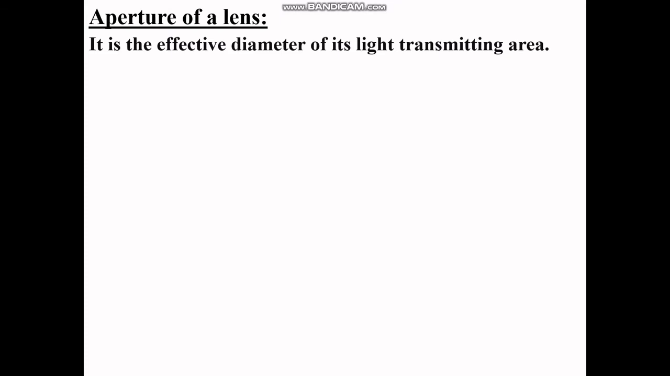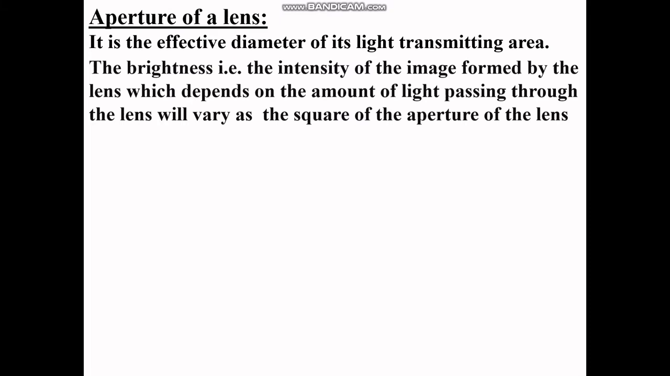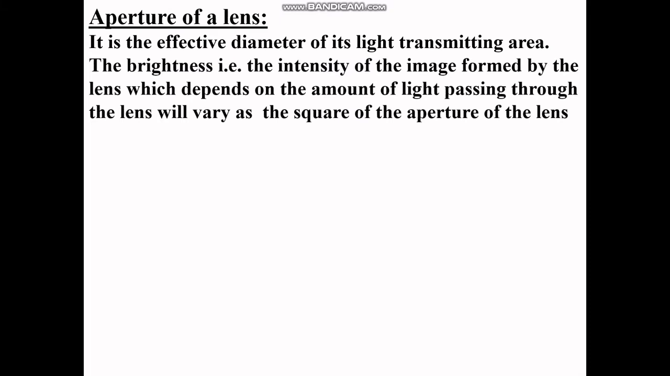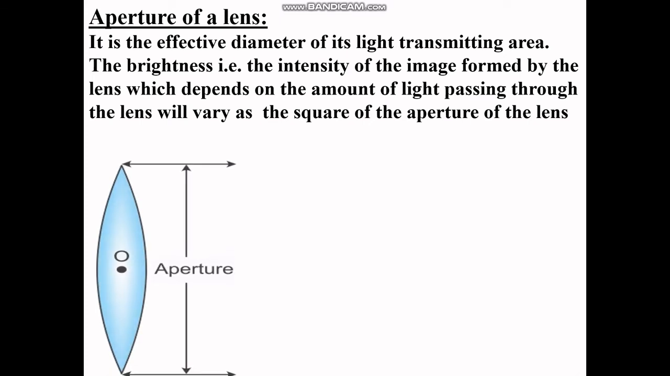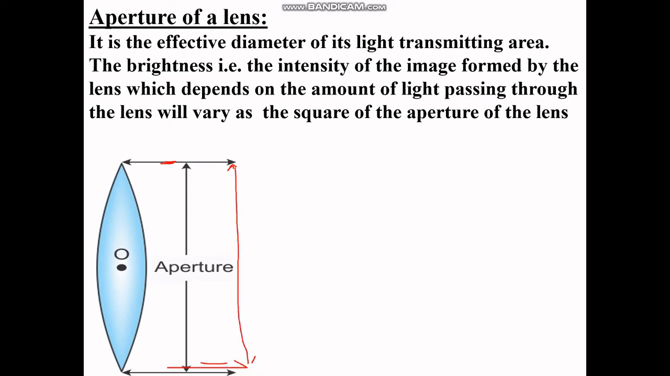Aperture of a lens. It is the effective diameter of its light transmitting area. The brightness, that is, the intensity of the image formed by the lens, which depends on the amount of light passing through the lens, will vary as the square of the aperture of the lens. So here there is a lens and you can see that from one end of the lens to the other end of the lens, this is going to be the aperture, the entire length of the lens through which light can pass.